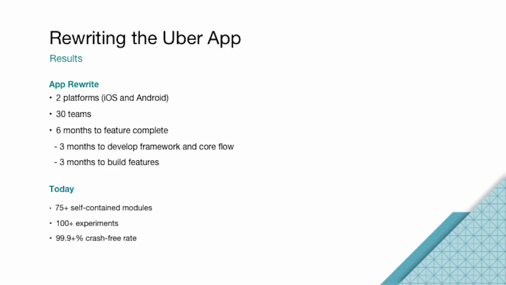So, through a combination of Riblets and plugins, we were able to rewrite our rider app in 6 months. This was an effort that included 2 platforms and 30 different teams. Without such a scalable architecture, we would not have been able to do this in such a short amount of time. Today, we have more than 75 different self-contained modules that engineers can work inside of without having to worry about what's happening in the rest of the app. We have more than 100 experiments, all at different phases of rollout. And we've been able to maintain a crash-free rate of higher than 99.9%.